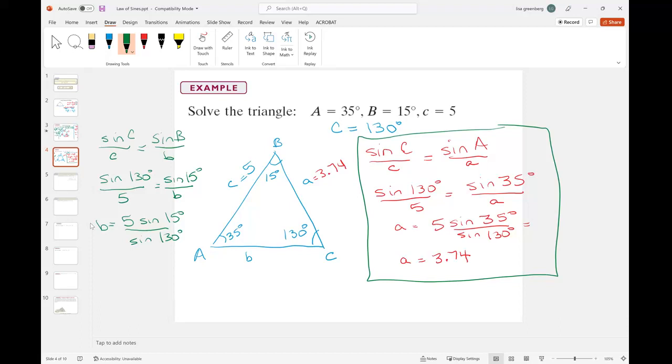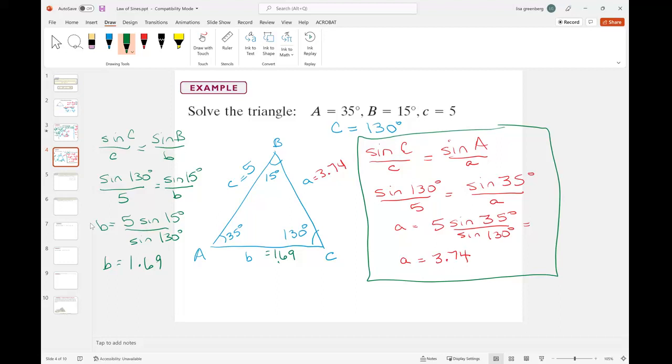And let's see, we get 15 sine. So I get for B 1.69. And again, do I know the numbers are correct? I don't know. I could have made a mistake, but I know that they make sense because the smallest side is across from the smallest angle and so on. So it's not an obvious error.